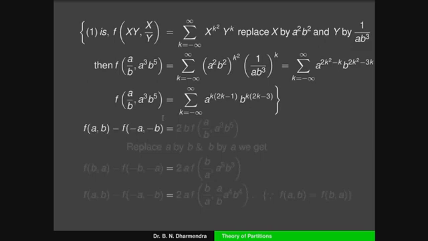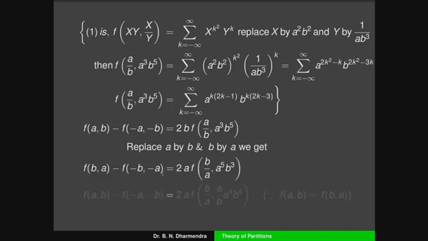Hence f of a comma b minus f of minus a comma minus b is equal to 2 times b into f of a by b comma a cube b to the power of 5. But what we have to show is that the term can be written as 2 times a into f of b by a. So that's why we can replace a by b and b by a. We have to interchange the values of a by b and b by a, that can be written as f of b comma a minus f of minus b comma minus a is equal to, that is, b by a.